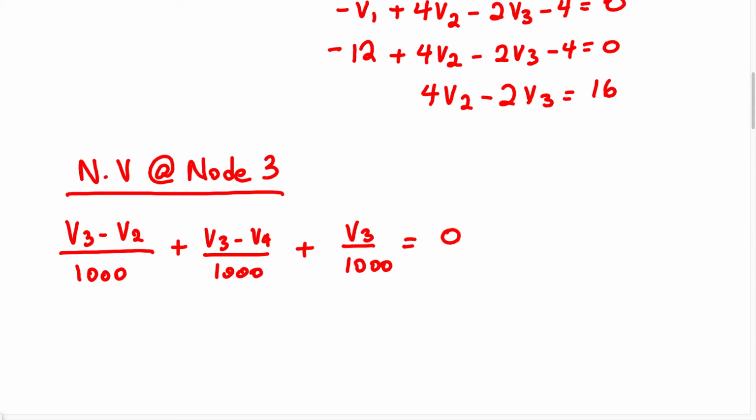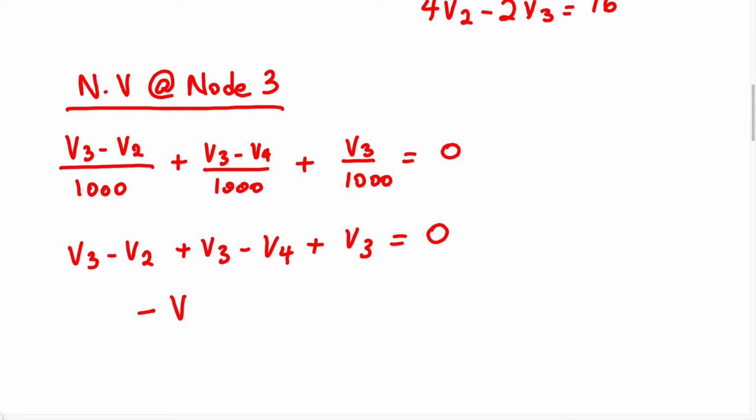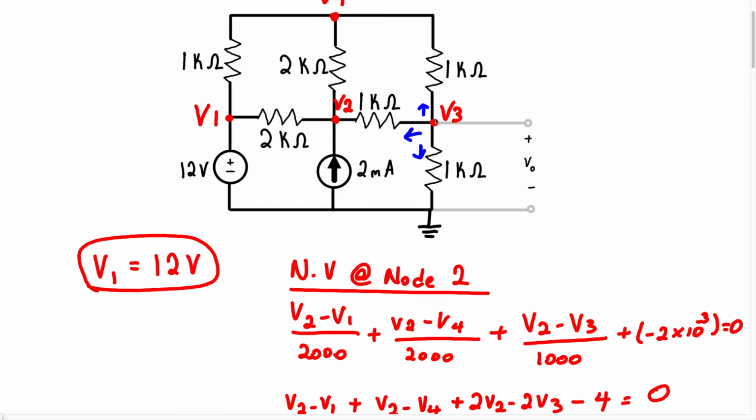And all of that equals 0. So when we simplify this now, we can multiply each term by 1000 to get rid of this denominator. So when we multiply each term by 1000, we're going to get V3 minus V2 plus V3 minus V4 plus V3 equals 0. We can simplify this now to be negative V2 plus 3V3 minus V4 equals 0. Okay, so this is another equation, and this is going to be the node voltage equation at node 3.